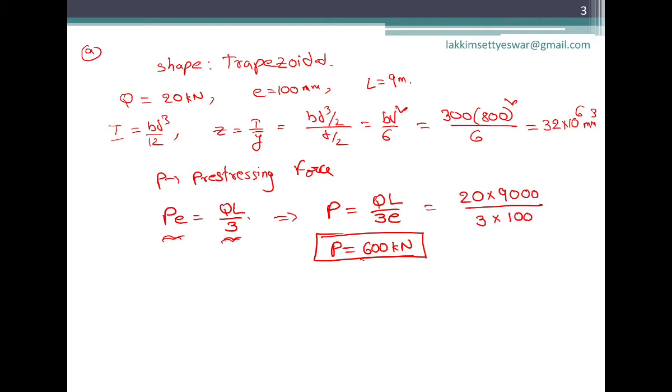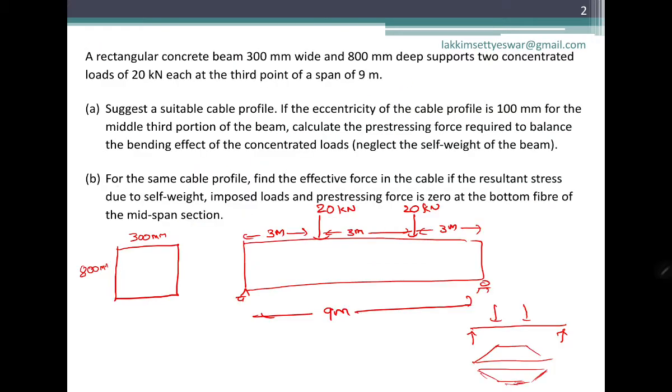Now let's go to part B. For the same cable profile, find the effective force if the resultant stresses due to self weight, imposed load and pre-stressing force are considered. Now we need to take care of all three stresses, and the stress is 0 at the bottom fiber at the midsection. So at the bottom fiber, the stress induced is 0.